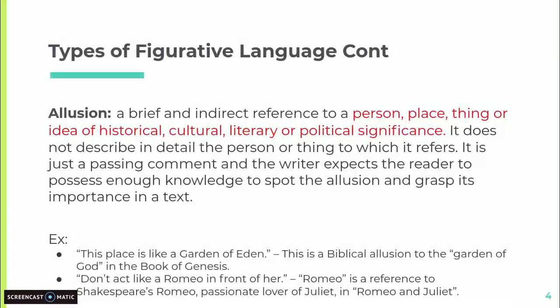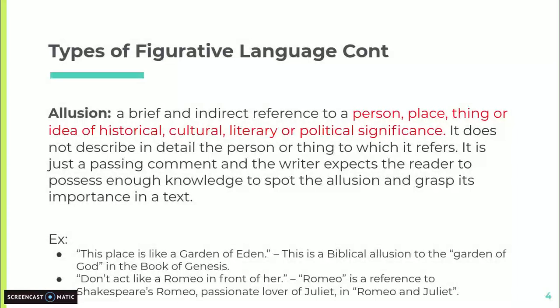If someone were to say, oh, this place is like a Garden of Eden, that's a biblical allusion to the Garden of God in the book of Genesis. It's a passing allusion, and it would communicate to us the idea that some place is paradise or perfect or amazing in some way.